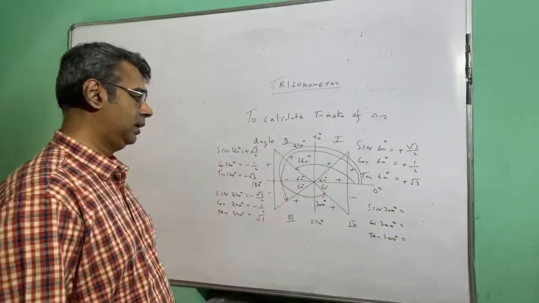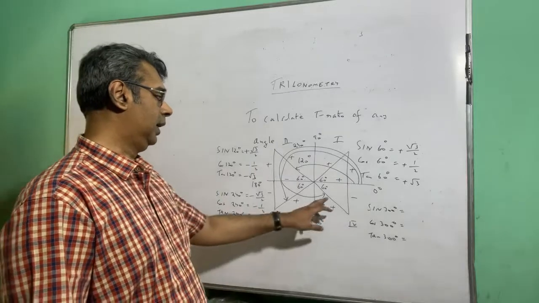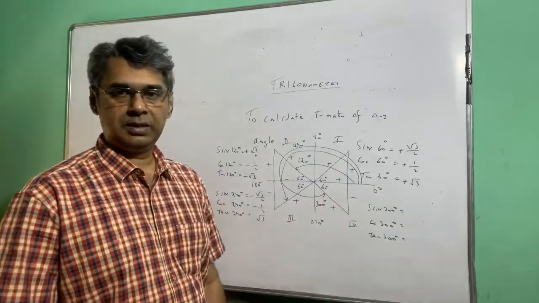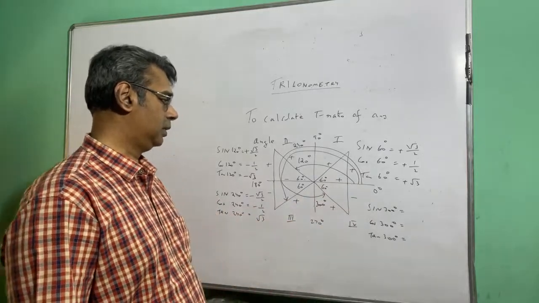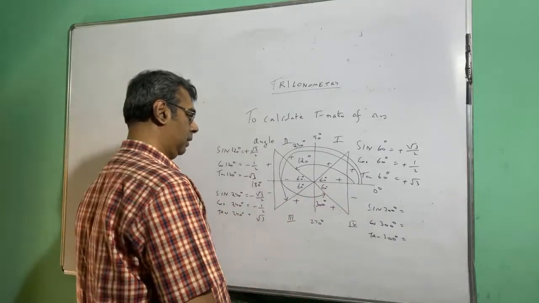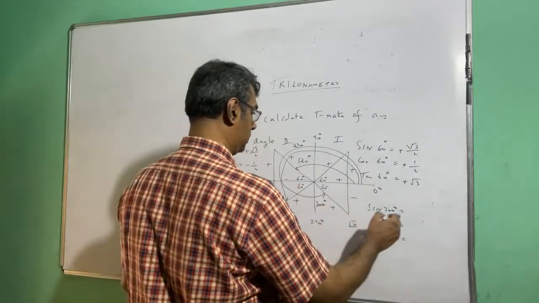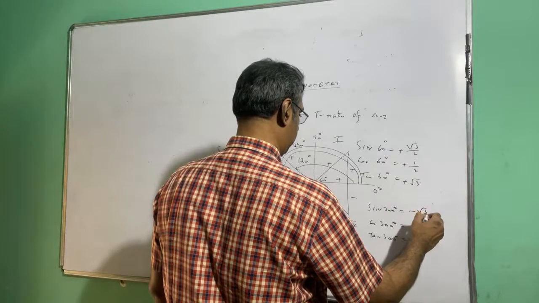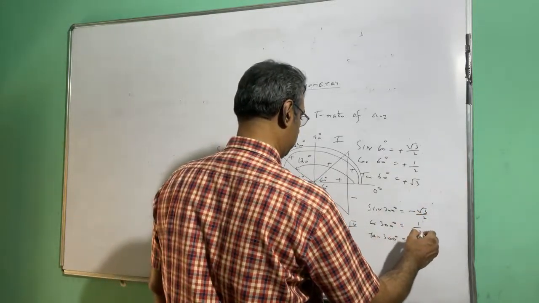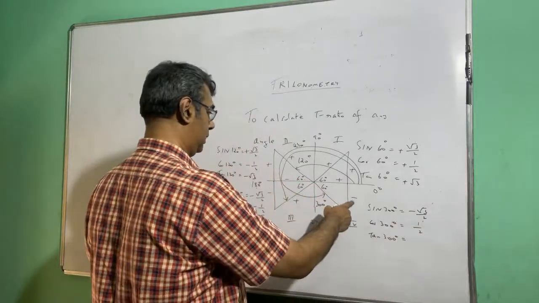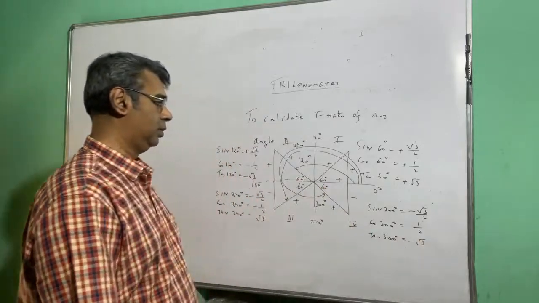So sine 300 degree, cos 300 degree, tan 300 degree, and the acute angle I am getting in the fourth quadrant is 60 degree. Base is positive, perpendicular negative, hypotenuse positive. So sine 300 degree, the perpendicular is negative, hypotenuse is positive, so it will be negative. Cos 300 degree, base is positive, hypotenuse is positive, so it will be positive. Tan 300 degree is perpendicular by base, so it will be negative, so minus root 3.